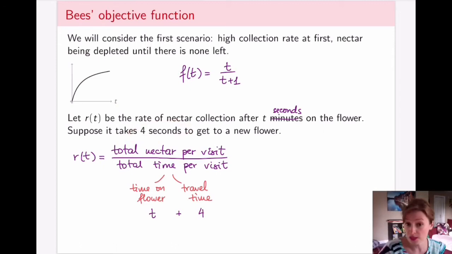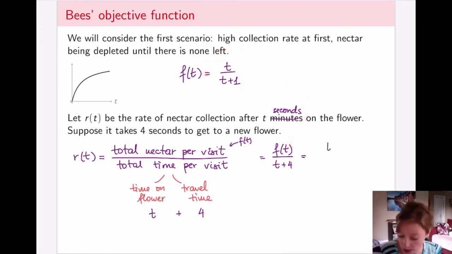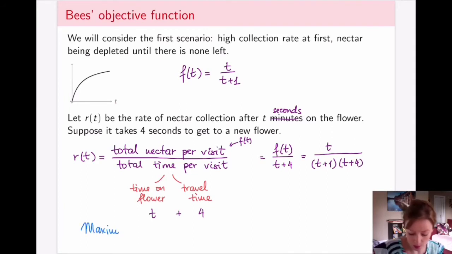So the total time per visit is t seconds on the flower, and then 4 seconds to travel to the new flower. We also know that the top here, the total nectar per visit, is exactly what this function f is describing. So this is my function f of t. So altogether, I have f of t over t plus 4, and I know that my f of t is this linear hill function t over t plus 1, so I can plug it in, combine denominators, and I'm going to get t over (t plus 1)(t plus 4). Now that we have this function, we know that this is what we would like to maximize. So our objective here is to maximize R of t.